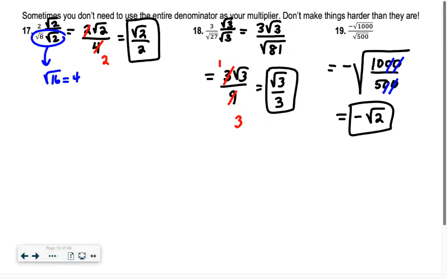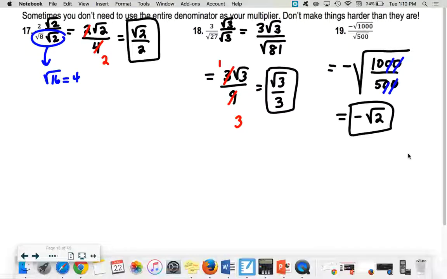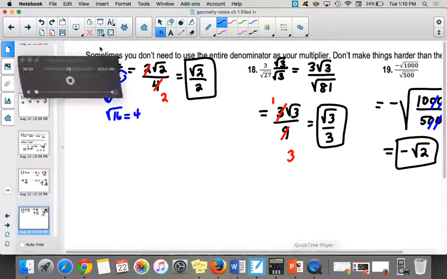And that's our answer. Okay, does this make sense? Do you guys get square roots? All right, let's stop there.